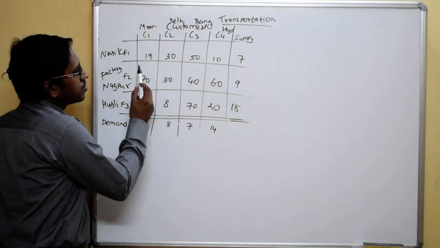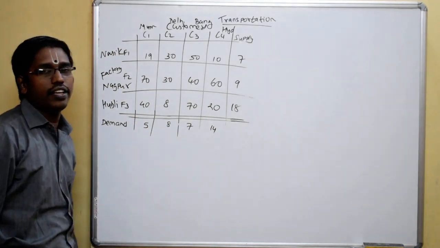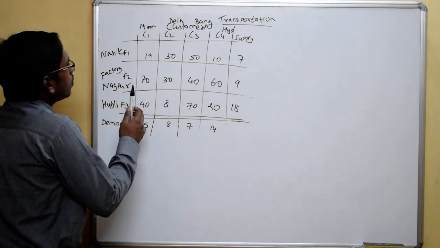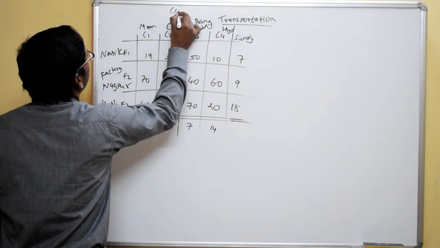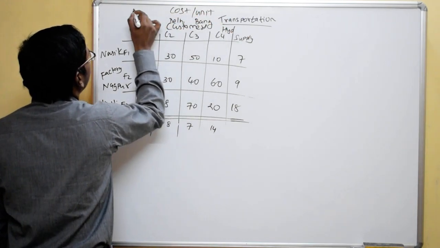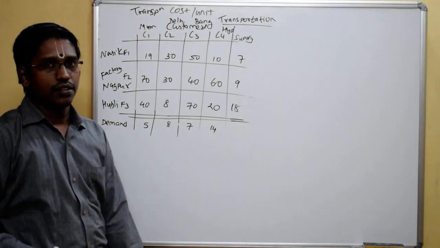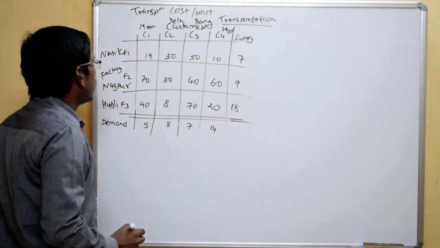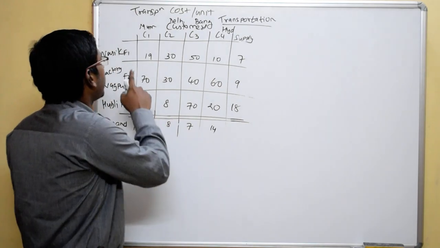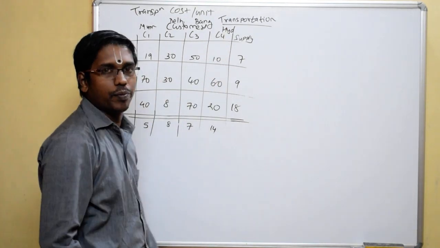Now what are these figures 19, 30, 50, 10 each? All these represent cost. How do you read them? Let's say all these are cost of transportation. So let's say cost per unit. What cost? These are transportation cost per unit, which means we read it like this. Cost of transporting 1 unit of the product from factory F1 to customer C4 is 10 rupees.